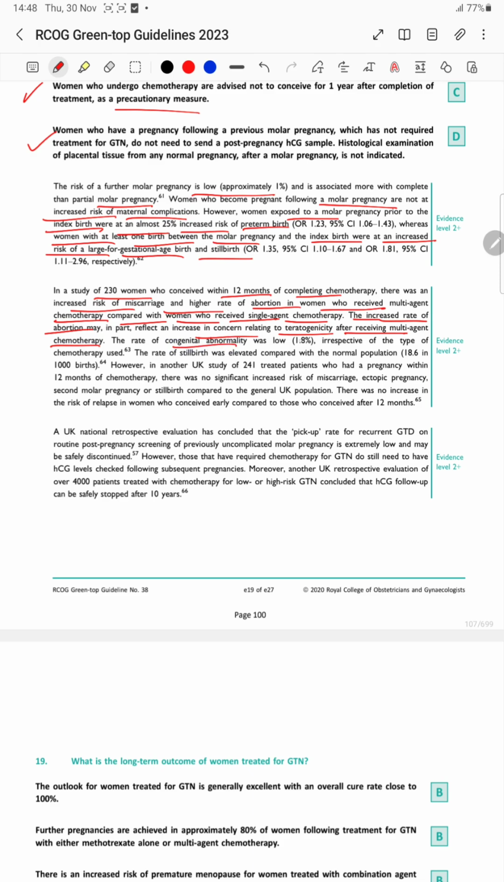The rate of congenital abnormality was low irrespective of the type of chemotherapy used, and the rate of stillbirth was elevated compared with the normal population. However, in another UK study of 241 treated patients who had a pregnancy within 12 months of chemotherapy, there was no longer increased risk of miscarriage, ectopic pregnancy, second molar pregnancy or stillbirth compared to the general UK population. There was no increase in the risk of relapse in the women who conceived early compared to those who conceived after 12 months.